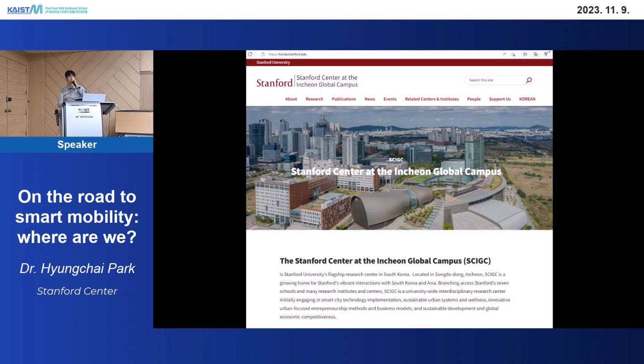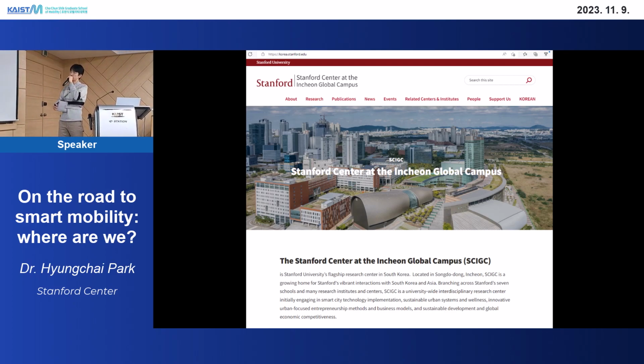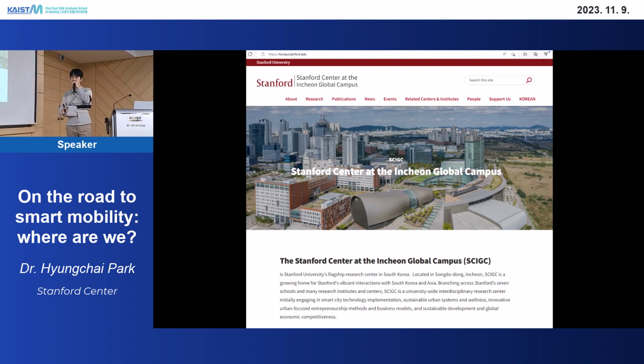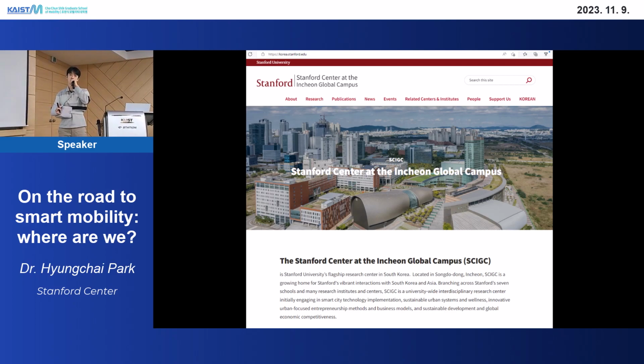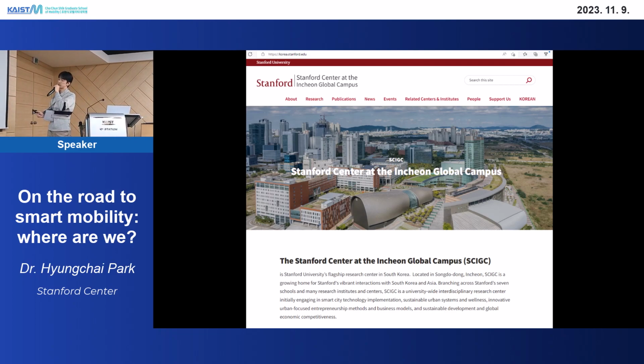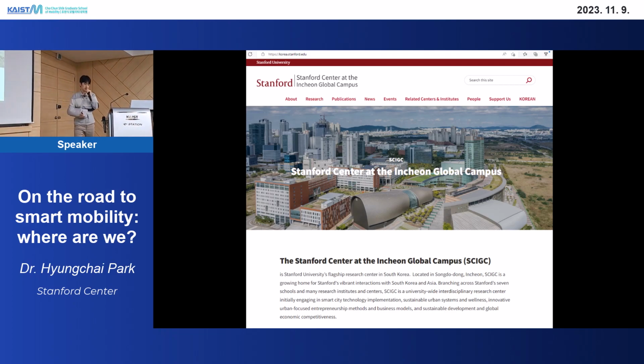If I have a few more minutes, I'd like to introduce our center. Our center is located in Songdo, and it is just one of the many research centers at Stanford University. But the main difference is that all other research centers are located on the main campus, but some portion of our center is located in Songdo in Korea. So it's the first try of Stanford University.